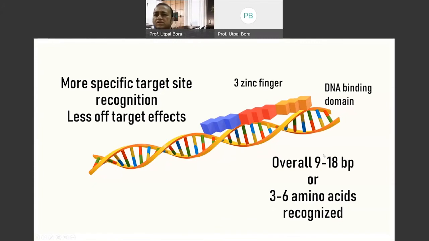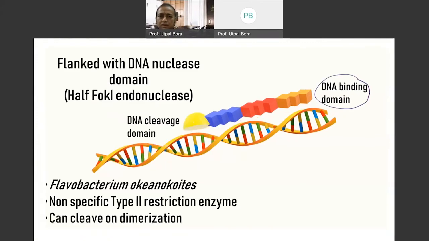So overall, there are 9 to 18 base pairs that are recognized, and 3 to 6 amino acids are recognized. This is happening on one side. Now these Zinc-finger arrays are fused with the DNA nuclease domain, that is half the FokI endonuclease. As you see, FokI is a dimer, so we are just adding half of that dimer.